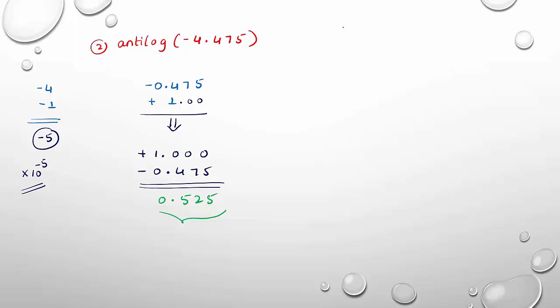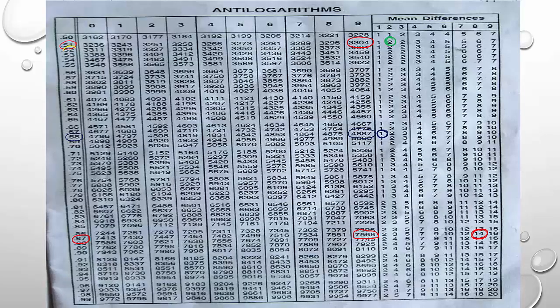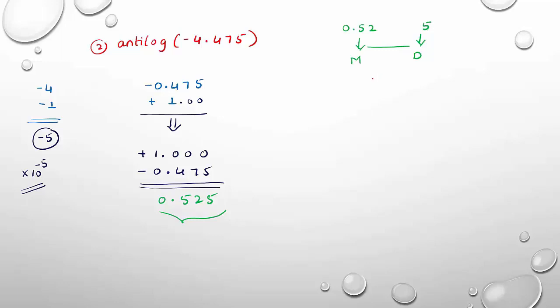This number we can write separately: 0.52 and 5. 0.52 we have to observe in the main column. 5 we have to observe in the difference column. Observe with the help of the log table. What is the number? 0.52 at 5. 0.52 is here, at 5 in the difference column. We got this number, 3350. So there is no next number here. Then don't go for mean difference. Leave it. Now we got the number 3350.